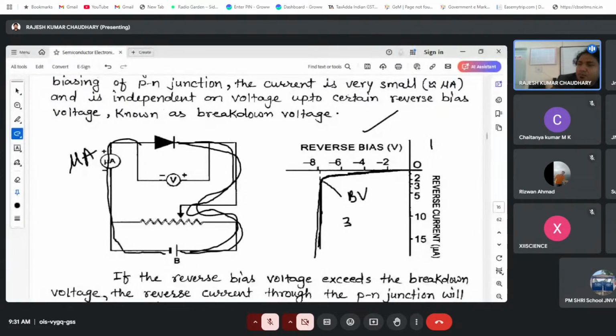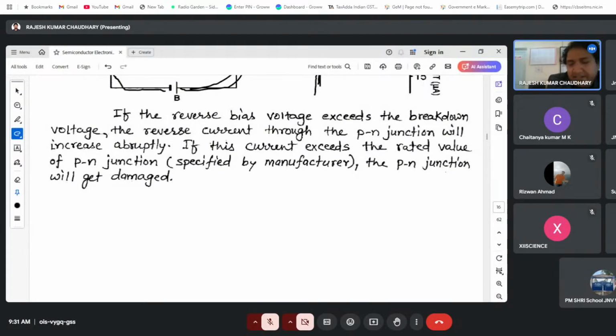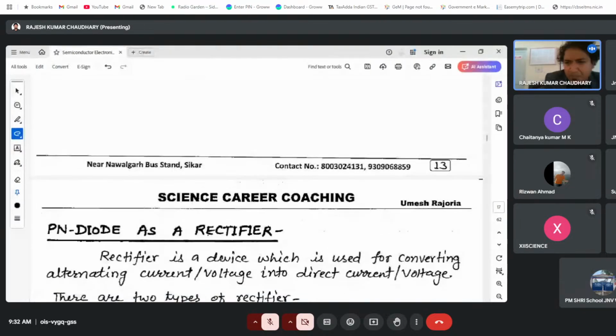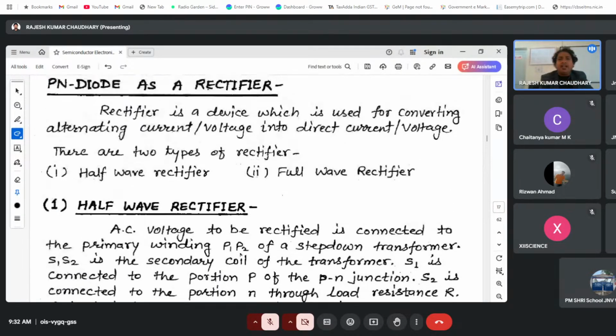Got it? So my dear students, till the breakdown voltage in reverse bias, the p-n junction diode will behave as an insulator. Now the last topic of this chapter is what? Use of the p-n junction.